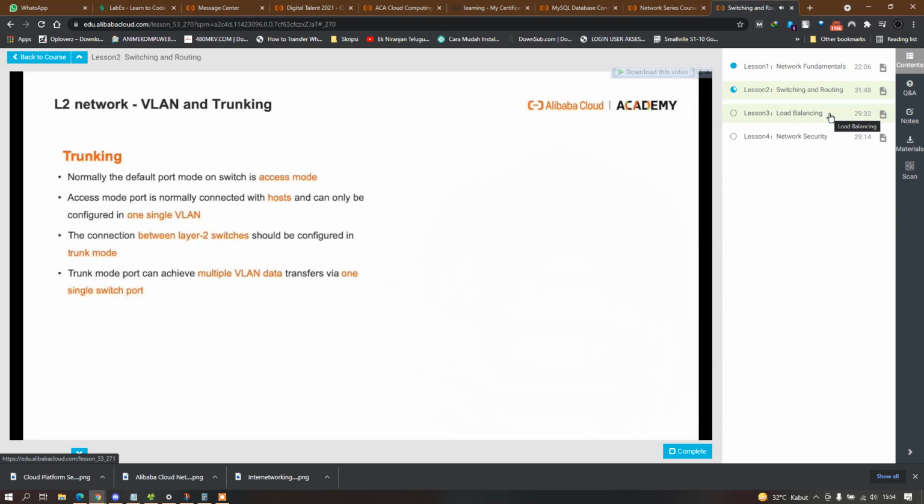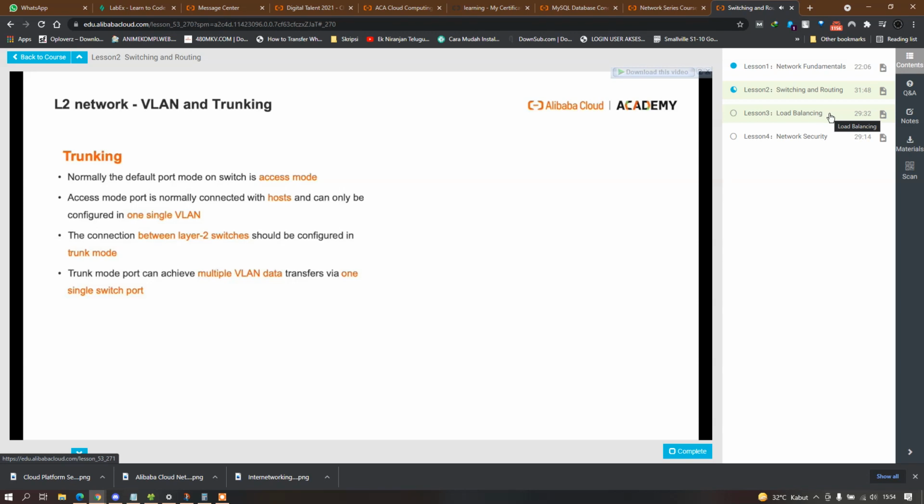After we have learned the VLAN technology, we have to learn another technology named trunking. What is trunking? Firstly, we should know that the default port mode on a switch is access mode, which is normally connected with a host and can only be configured in one single VLAN. For example, one access port can be configured in VLAN 1 and another access port in VLAN 2, so these two ports are located in different VLANs.